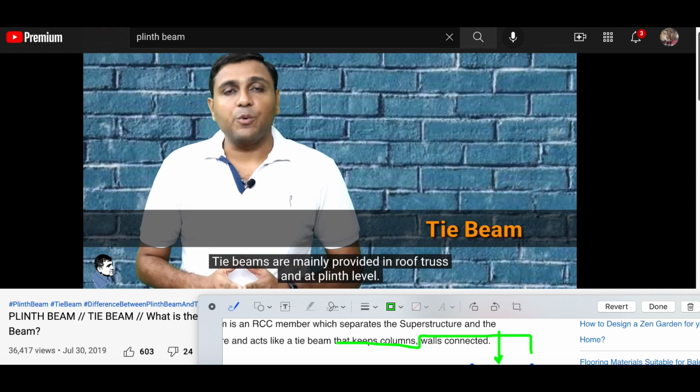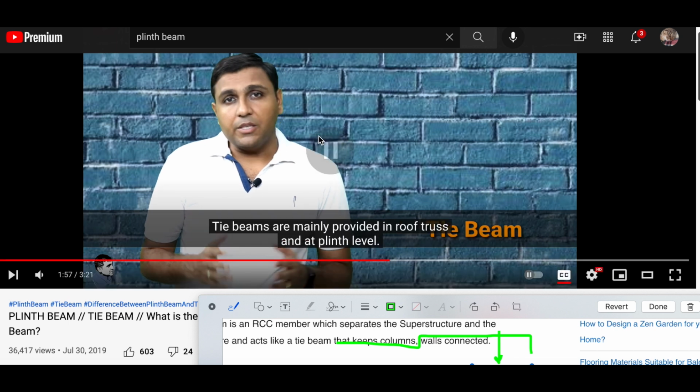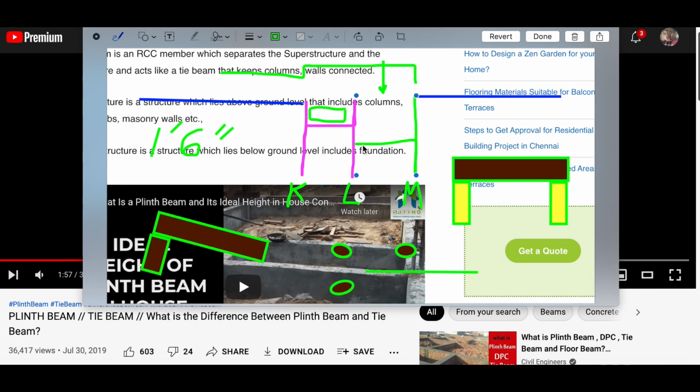Tie beams are mainly provided in the roof truss and at a plinth level. You understand that? They can be at the plinth level, and they can be, of course, tie beams in the rafters and a roof system. Yeah, he does a really good video there. So this is our tie beam, but it's not consistent.